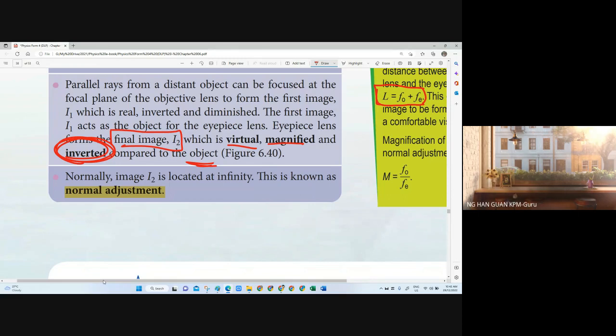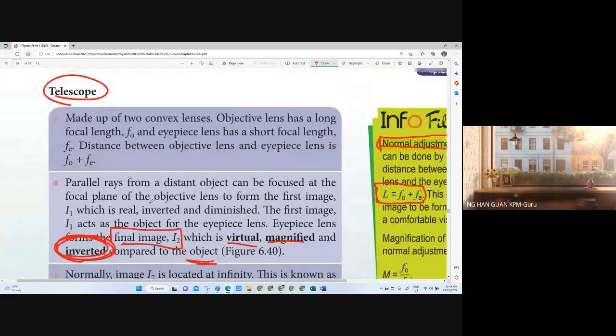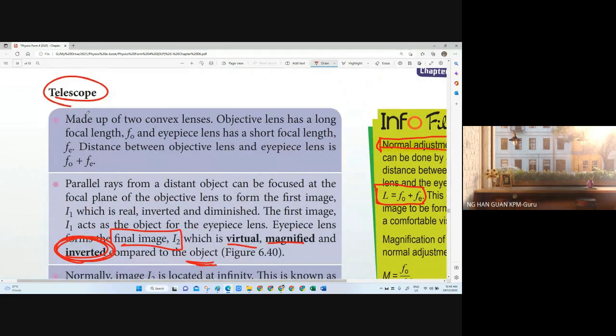So now, as I repeat again, virtual upright padding is not applied here. Virtual plus upright padding is only for a single lens. But once applied in an optical instrument, which combines lenses, we have the second image as the final image. So this second image, the final image compared to the object, becomes virtual, magnified, inverted. All right, okay. And this is for the telescope.